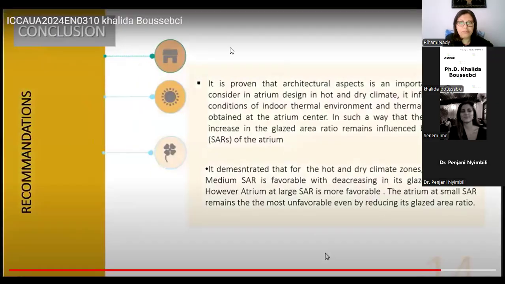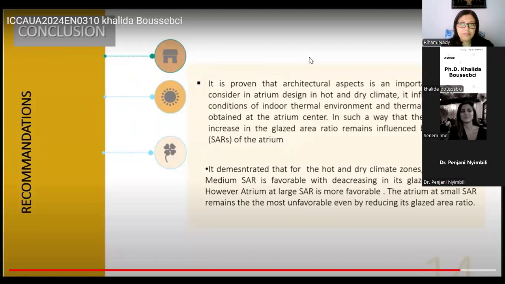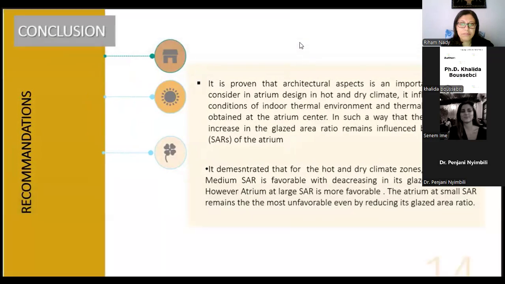In conclusion, it's proven that architectural aspects are an important factor to consider in atrium design in hot and dry climates. They influence both the indoor thermal environments and the thermal stratification obtained in the atrium, in such a way that the decrease or increase in the glassed area ratio remains influenced by the height or the SAR of the atrium. It demonstrated that for hot and dry climate regions, the atrium at medium SAR is favorable with a decrease in its glassed area ratio.